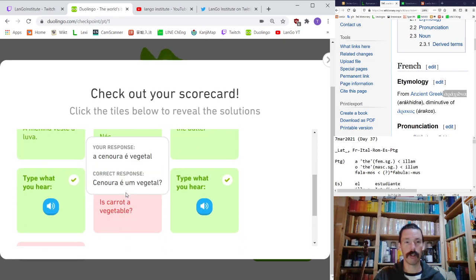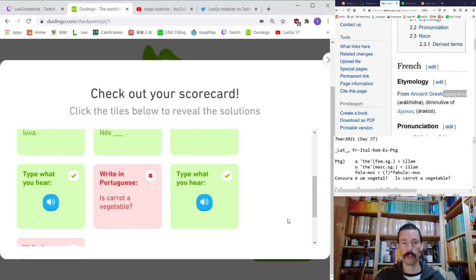Okay, is carrot a vegetable? Cenoura é vegetal. Okay. Let's hold on to that. Is carrot a vegetable? The other one I got wrong.